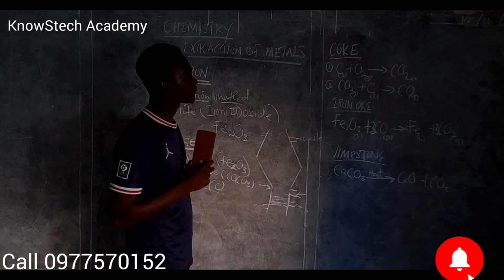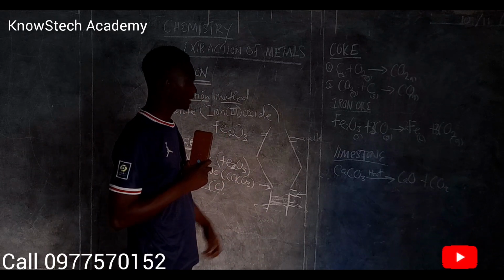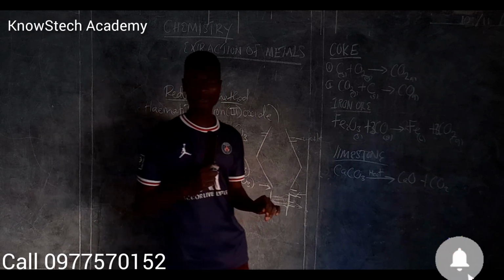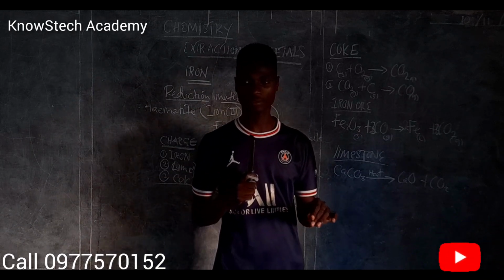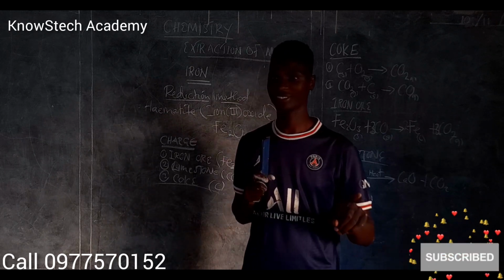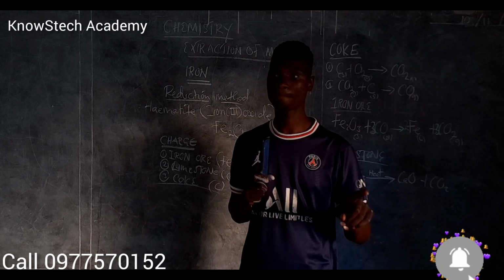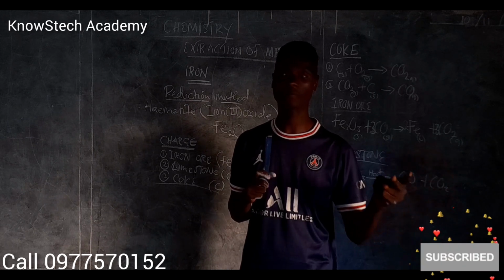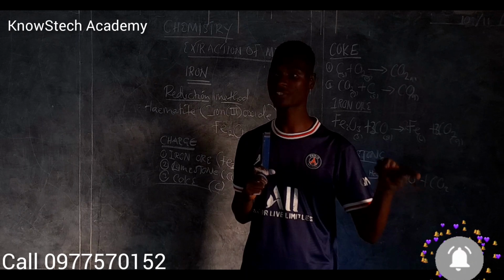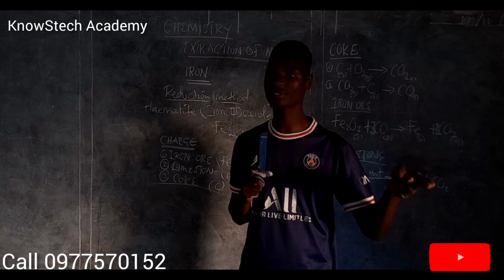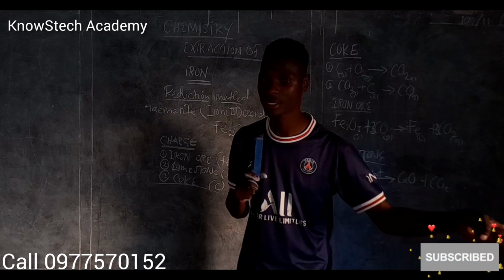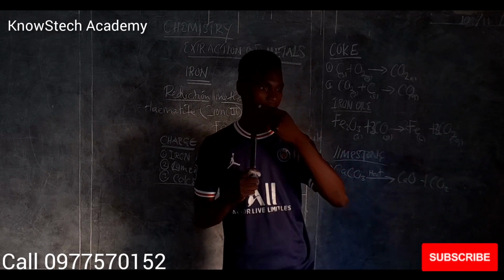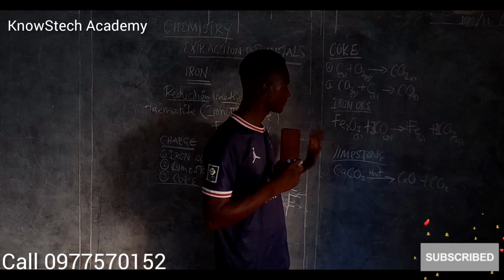And then let's look at uses of molten slag. What do you think are the uses of molten slag? Number one, prevention of oxidation of iron. Apart from that, it's used in the manufacture of cement. Apart from that, it's used in the construction of roads. Yes, exactly. You are intelligent.